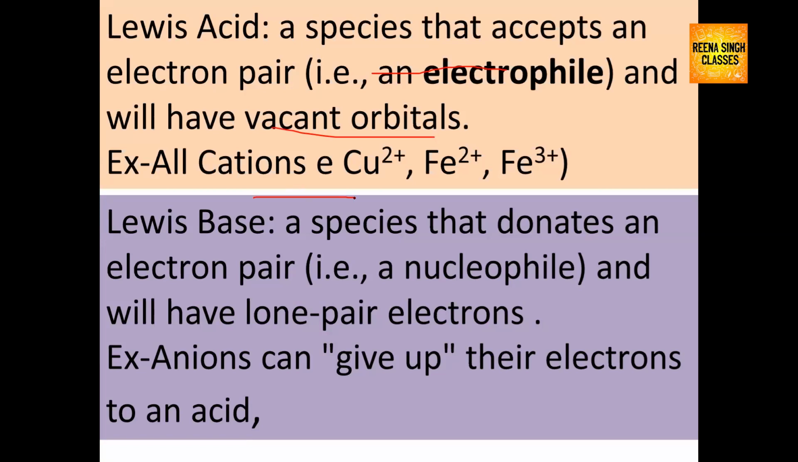All cations, metal cations, are considered Lewis acids. Lewis bases are species that donate an electron pair. Examples are nucleophiles, which have lone pairs of electrons. Anions can give their electrons to an acid, so they are considered Lewis bases.